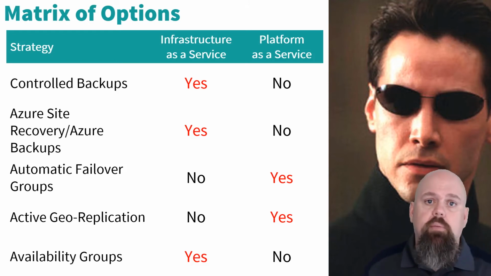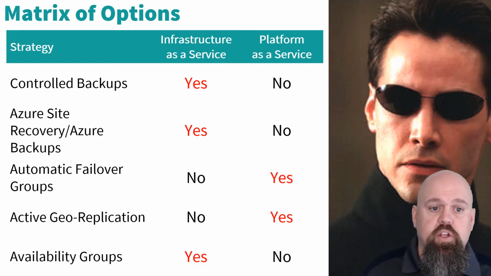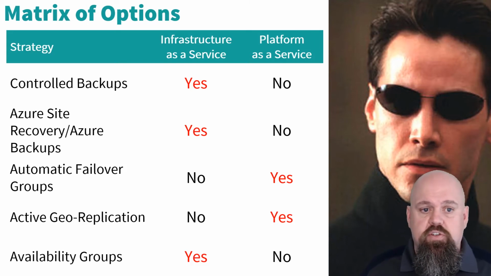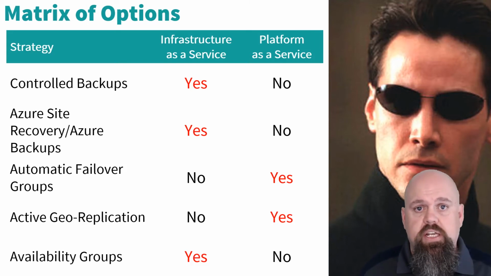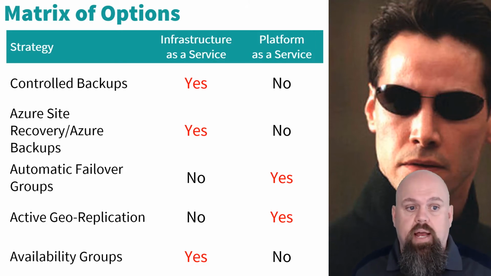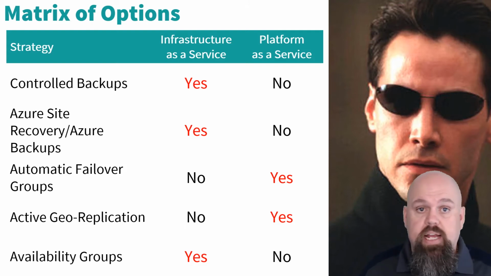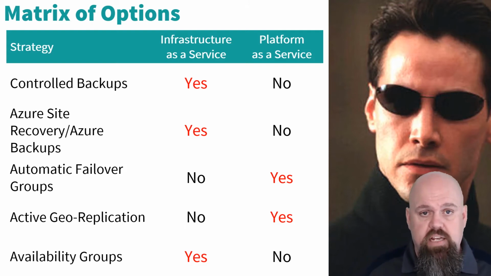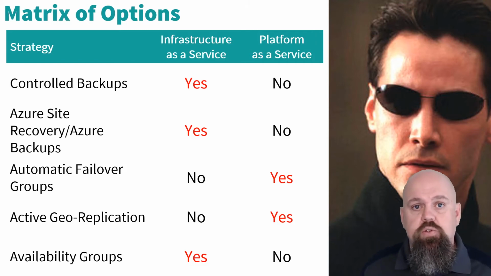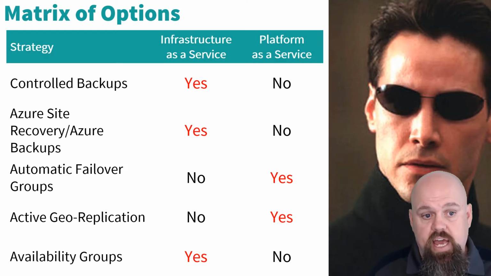Automatic failover groups basically utilize availability groups under the hood. I can't configure that with infrastructure as a service, so SQL Server on an Azure virtual machine. I can configure actual full-blown availability groups on SQL Server on an Azure virtual machine, but I can configure automatic failover groups with platform as a service. Same thing with active geo-replication. There are differences between failover groups and active geo-replication, and we'll talk about that in a future slide. But these are two options that I can use to configure disaster recovery solutions for the products that fall in the platform as a service category.